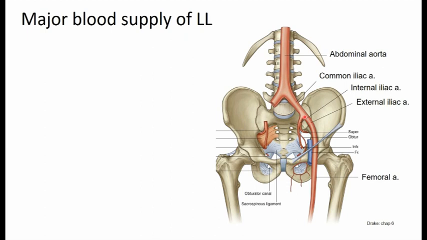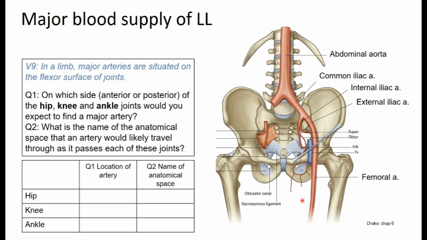The external iliac artery then supplies most of the lower limb by changing name into the femoral artery as it travels under the inguinal ligament. Principle V9 tells us that in a limb, major arteries are situated on the flexor surface of joints. Now this tells us where we can anticipate that femoral artery will travel.